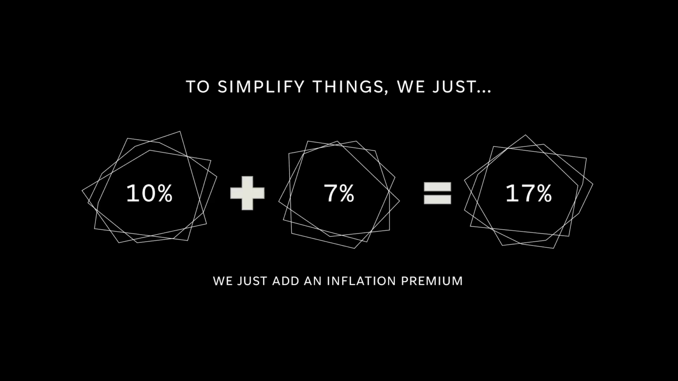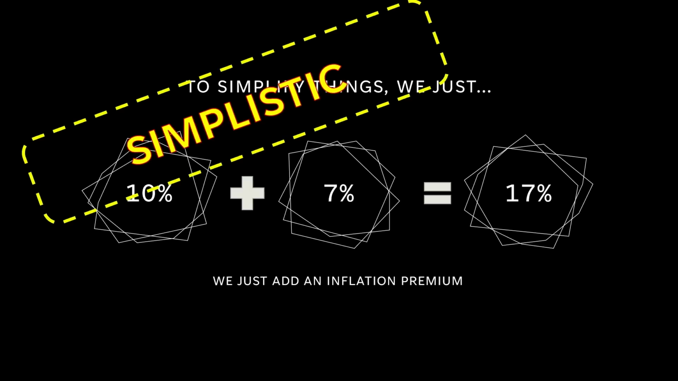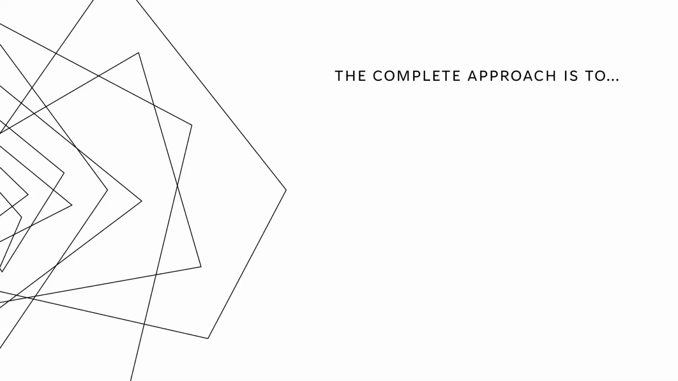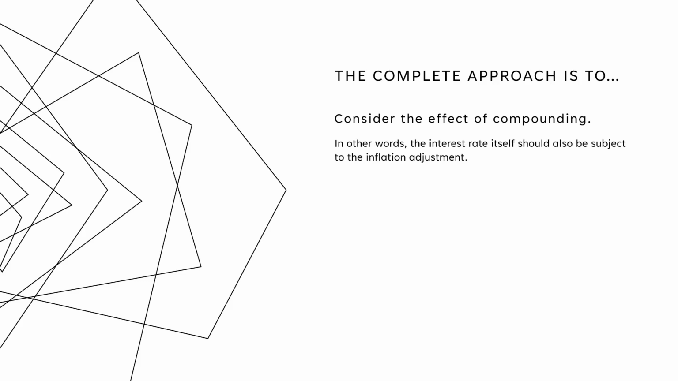The reason for this is that this simplification is overly simplistic. It didn't account for the fact that the interest itself should also be adjusted for inflation. If only the inflation rate is relatively low, this may be negligible. But sometimes, if the inflation rate is high, we have to account for this factor. The complete approach is to consider the effects of compounding. So, in other words, the interest rate itself should also be subject to the inflation adjustment.